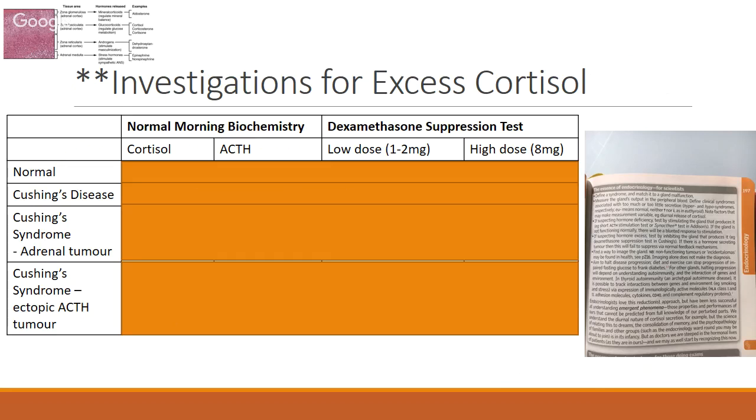Okay, so this is important. The investigations for excess cortisol. Any excess cortisol chronically is going to be Cushing syndrome, but you sort of need to determine why. This is a page that I also put in earlier, because it shows you the principle behind it.